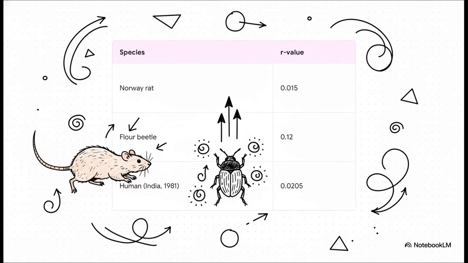And if we look at some real-world examples, you can see r is totally different from species to species. Look at the flower beetle. Its r is 0.12. That's way higher than the Norway rat at 0.015. So the beetle has a much higher potential for explosive growth. This r value is like a key part of a species' signature strategy for life.